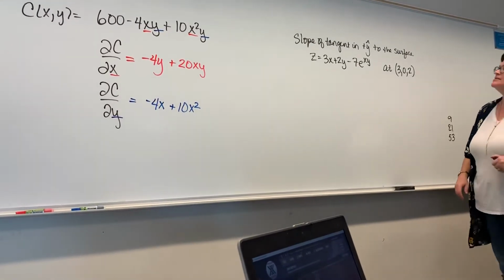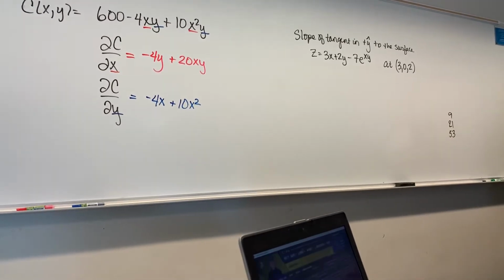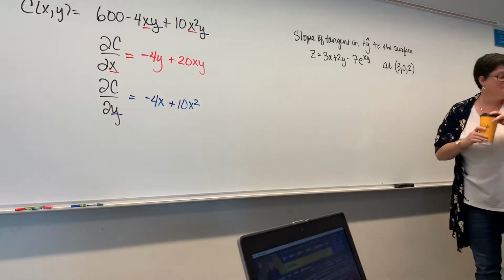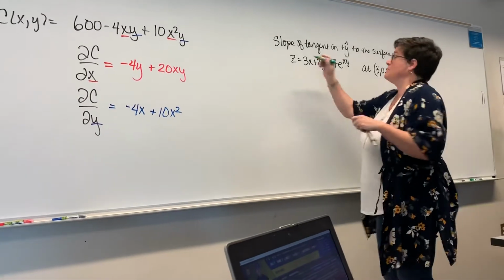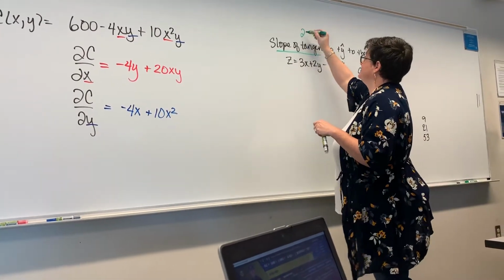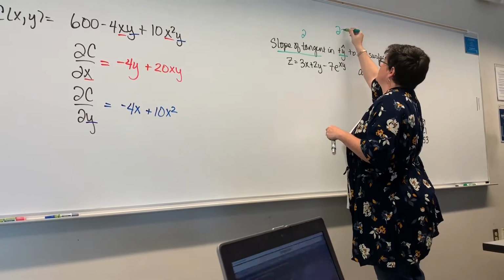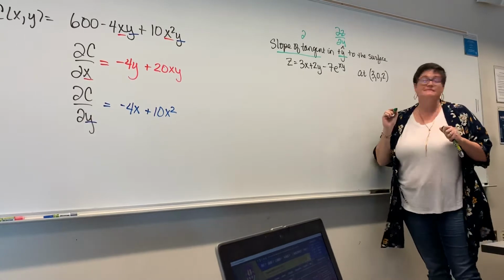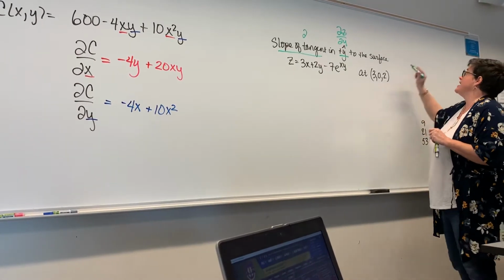Okay, so first of all, what is it asking us to find? Slope of the tangent, which is another way of saying derivative, right? So it wants us to find the derivative in the positive y direction. So now we're doing the partial of z with respect to y. Okay? All right.